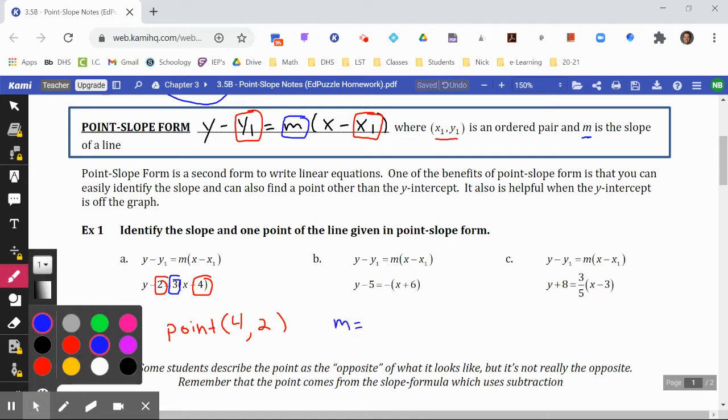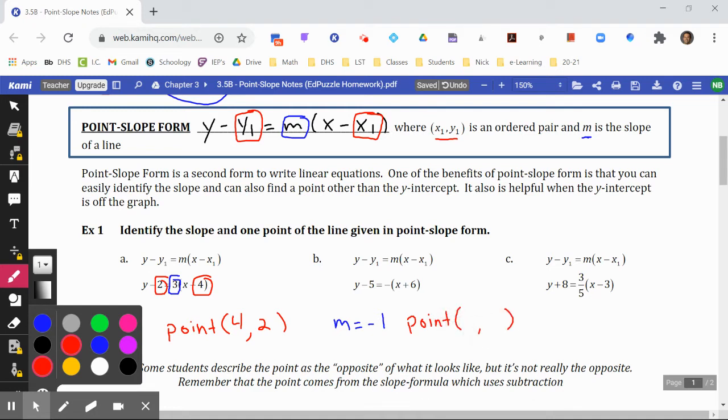It's that number in front of my parentheses. Oh, wait, I don't have a number. Oh, wait a second, I do have a number, right? That's my invisible 1. And if there's a negative sign out there, that means my slope is negative 1. All right, now for my point. Again, my point is an x comma y.